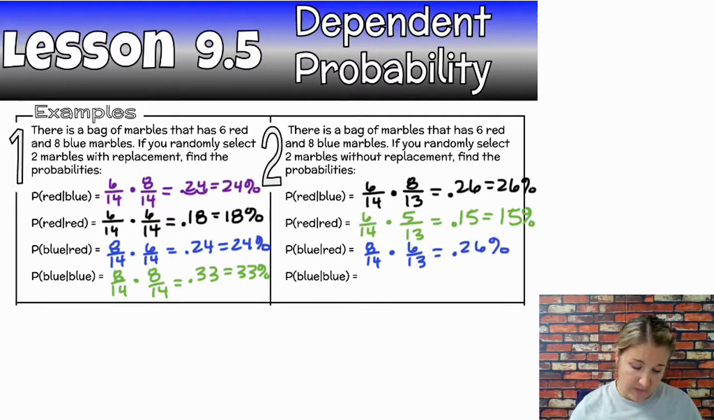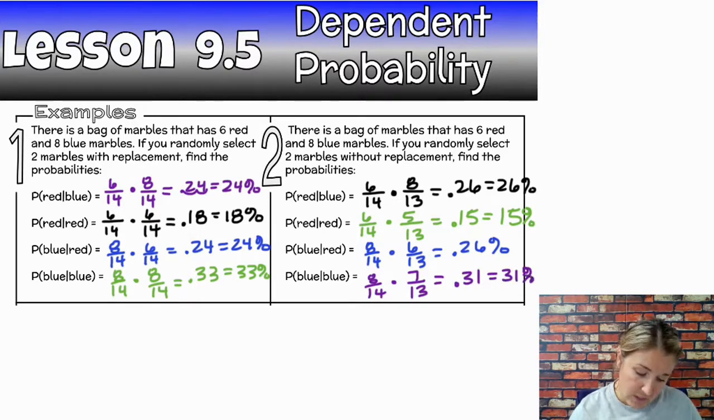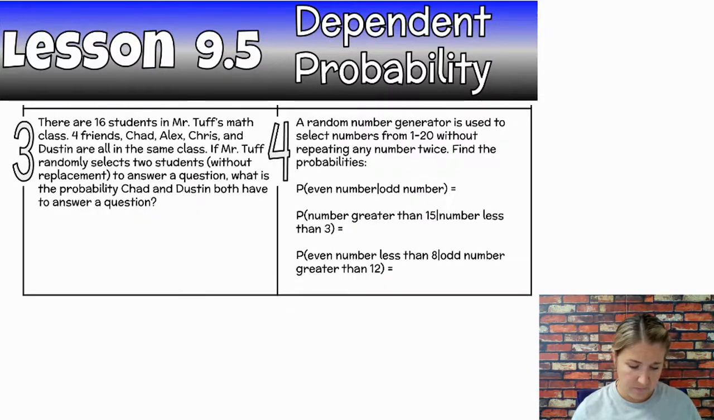And then the probability that you get 2 blues, you're going to multiply. Let's see, blue is 8 out of 14. And then I'm going to assume I got blue. I'm going to subtract 1 from that, and then I'm going to just subtract 1 from the denominator as well. So then multiplying straight across there, I get 0.31 or 31%. So on some of them, the probability went up, and on some of them, the probability went down, if you'll notice there.